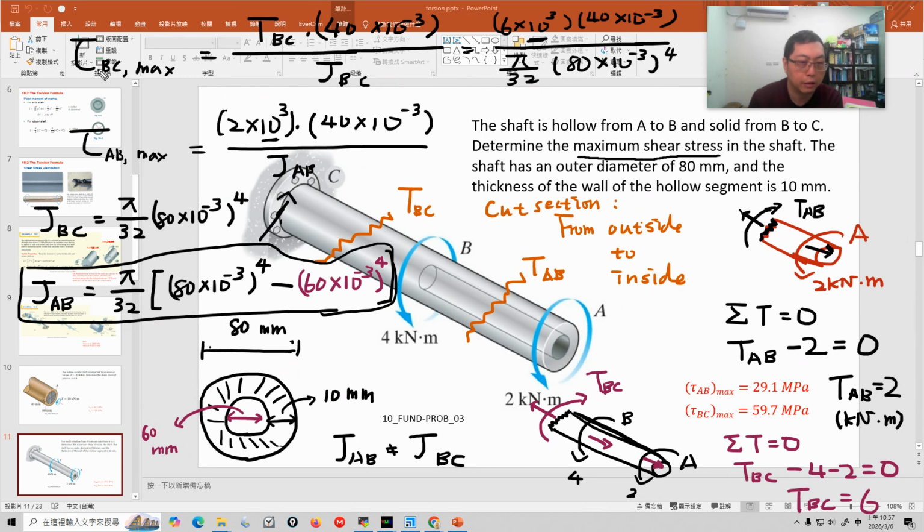Okay, the tau. Tau BC is 59.7 megapascal. Tau AB maximum is 29.1 megapascal. Okay, so here is the remake video for the fundamental problem 10.3. That's the issue of sign convention. You should be aware of that.